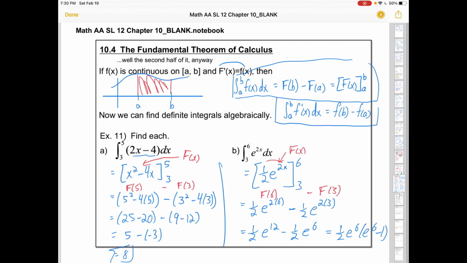So this is a big lesson. It tells us how to find those definite integrals, or those net signed areas. You antidifferentiate, and then you sub in.